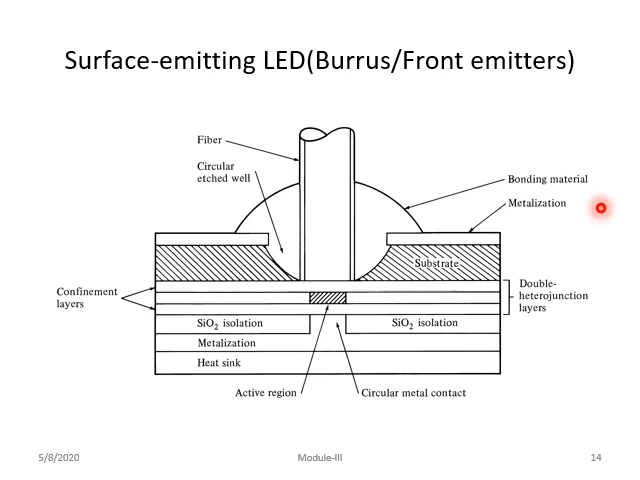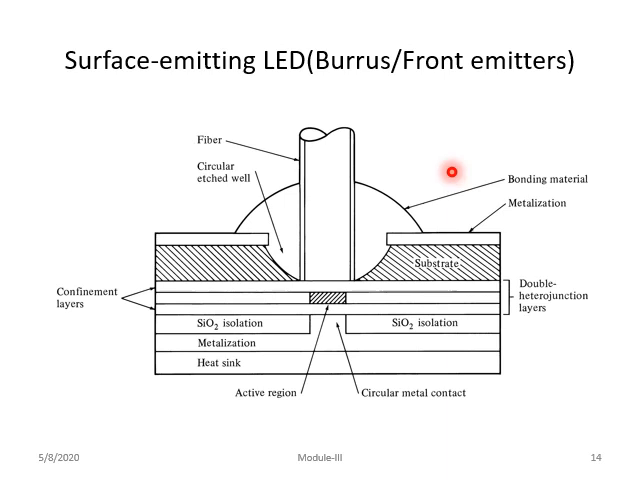Coming to the LED, we have two major types. One is the surface emitting LED and the other is the edge emitting LED. First, if I discuss the surface emitting LED, it looks like this diagram. The surface emitting LED can also be called a burrus emitting diode or front emitter LED. It has some advantages with respect to the diagram of surface emitting.